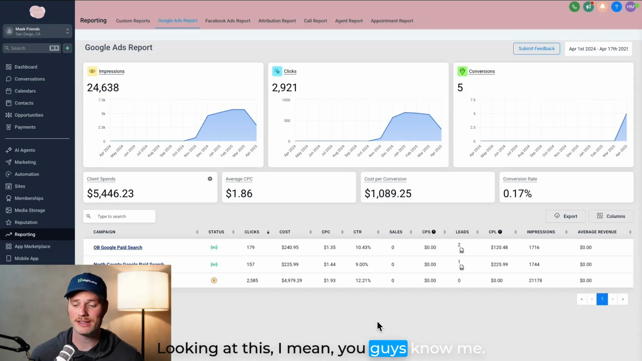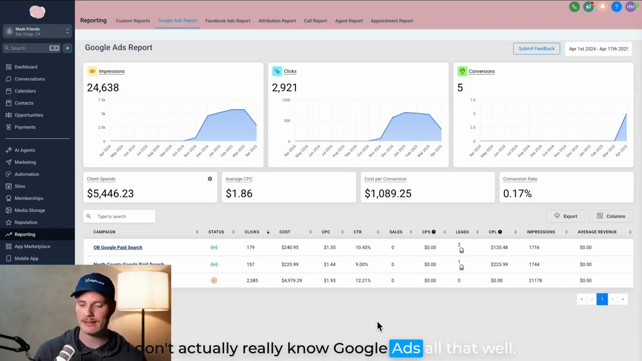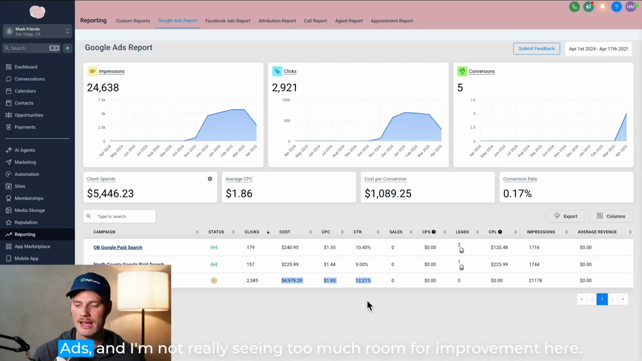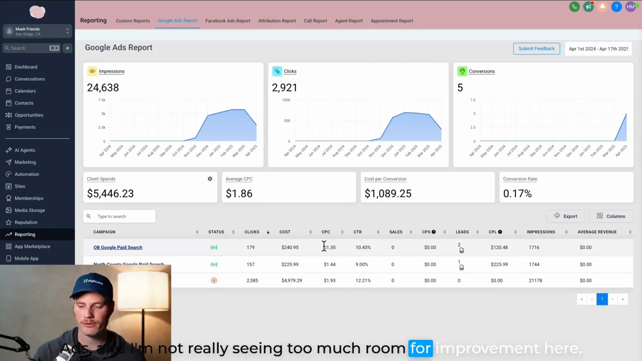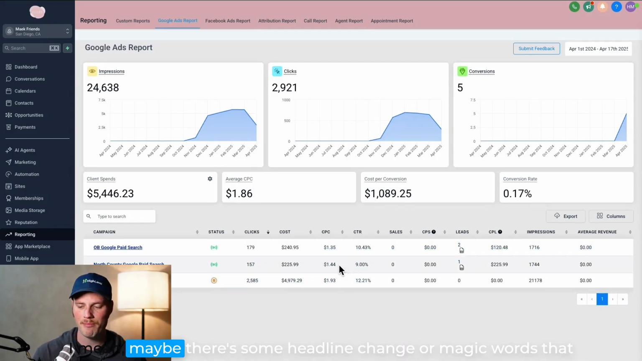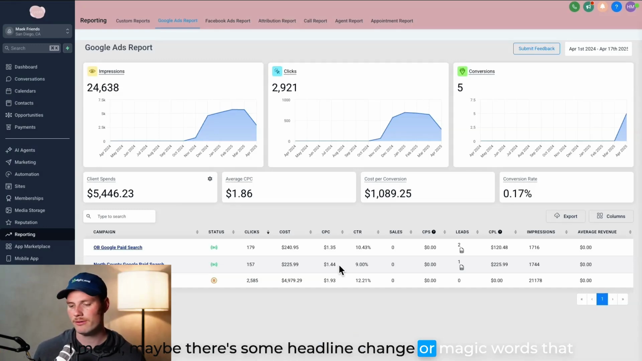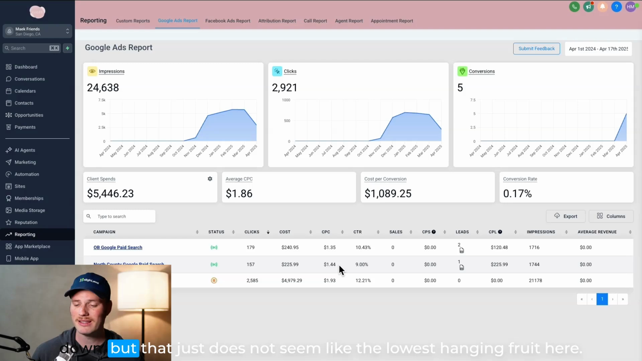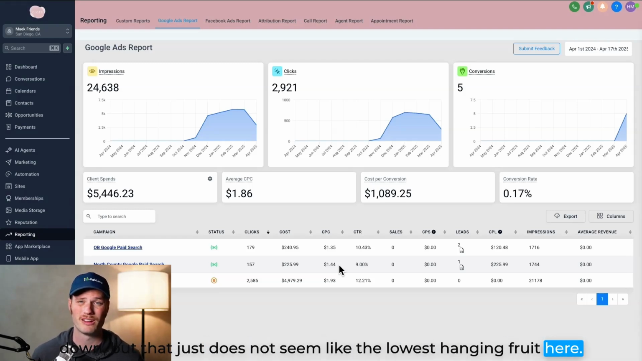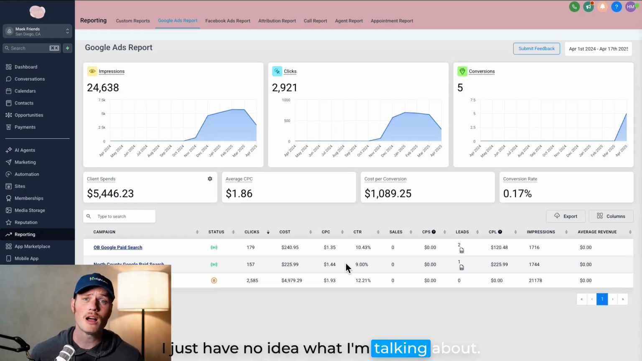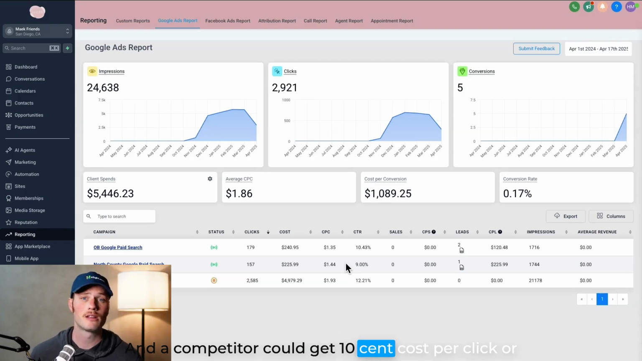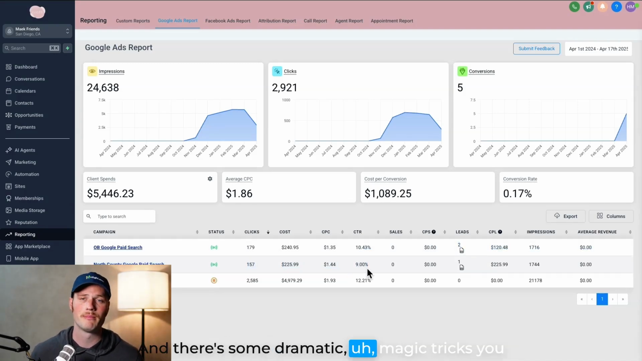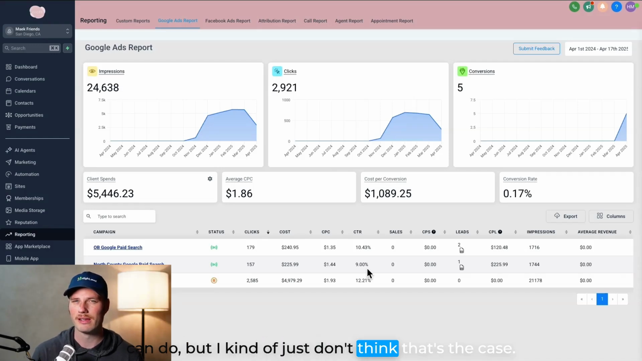Looking at this, I mean, you guys know me, I don't actually really know Google Ads all that well. I have the benefit of being able to compare it to expertly run Google Ads, and I'm not really seeing too much room for improvement here. I mean, maybe there's some headline change or magic words that I can change on the Google Ads side to try to get the cost per click down, but that just does not seem like the lowest hanging fruit here, right? I mean, it's possible I just have no idea what I'm talking about and a competitor could get 10-cent cost per click or something like that and a 20% click-through rate, and there's some dramatic magic tricks you can do, but I kind of just don't think that's the case.